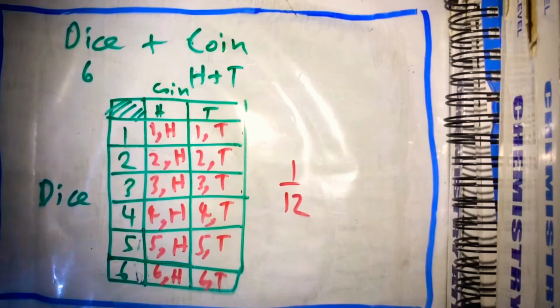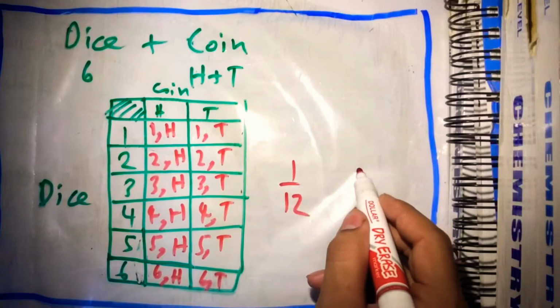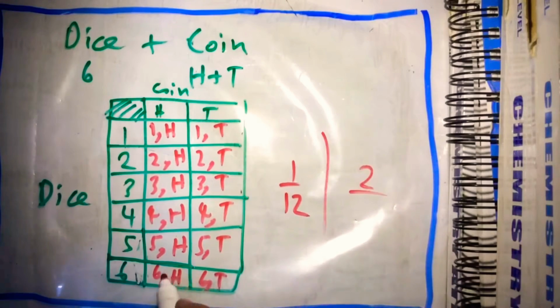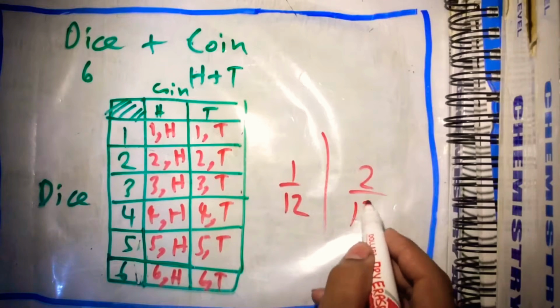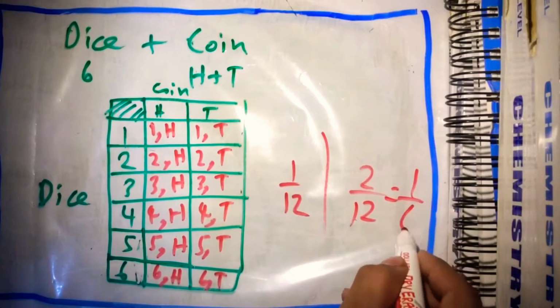Or the probability of obtaining a 6 with either a head or a tail would be 2 upon 12. So this would be 1 upon 6.